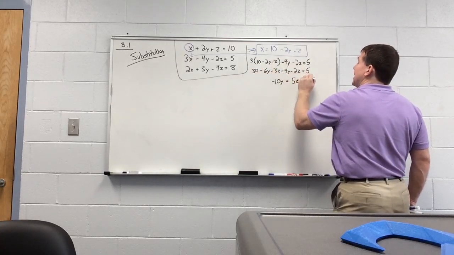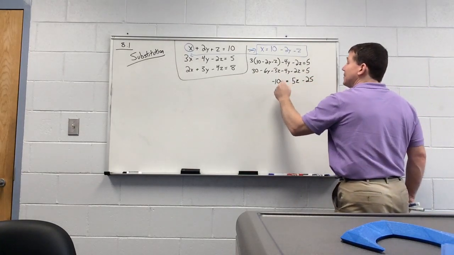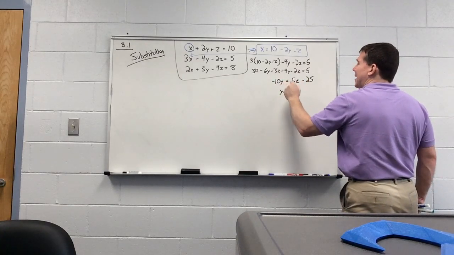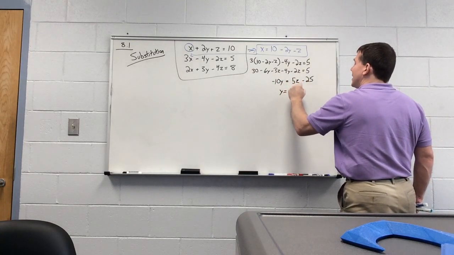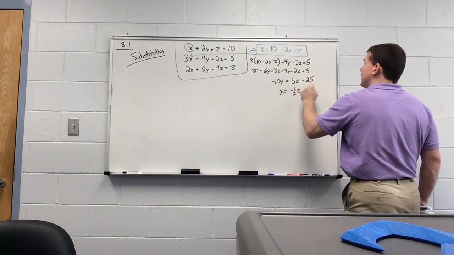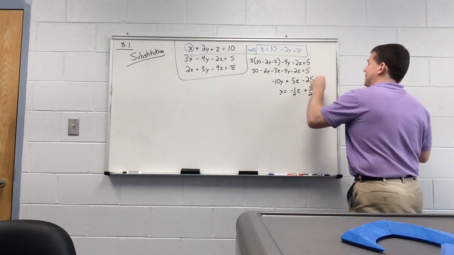5 minus 30 is negative 25. Then I divide by negative 10. y is equal to 5 divided by negative 10, that's negative 1/2 z. Negative 25 divided by negative 10 is positive 5/2. Now I have y.